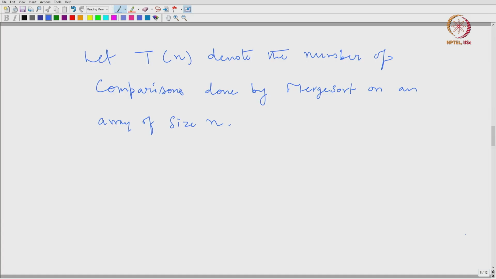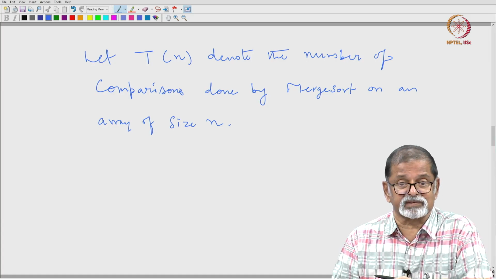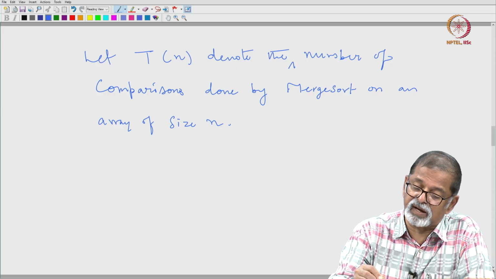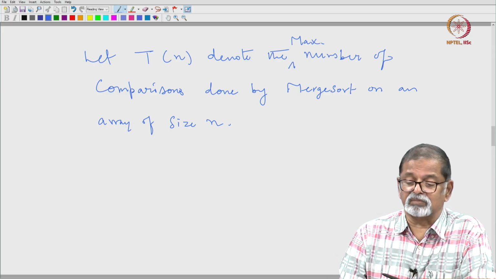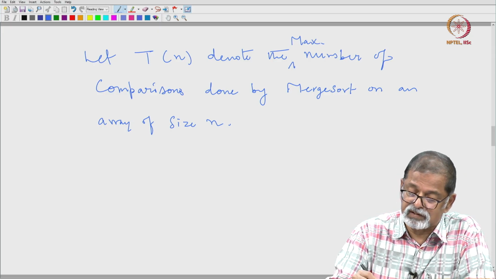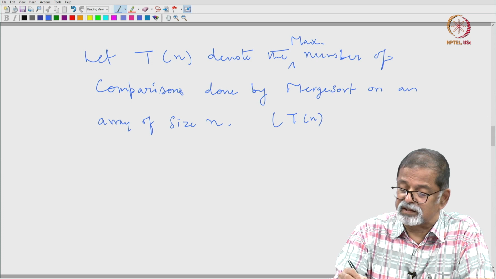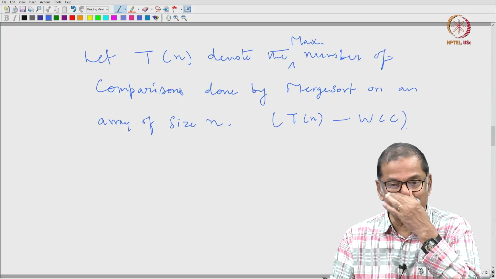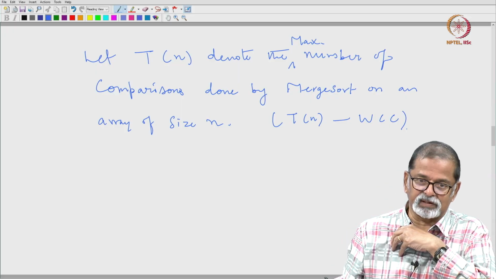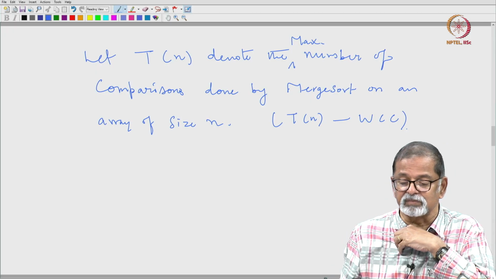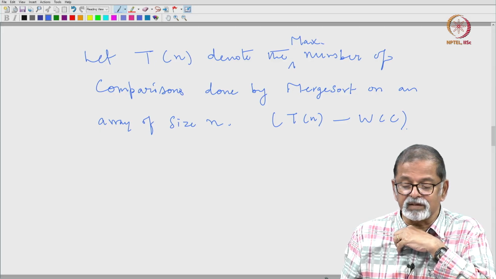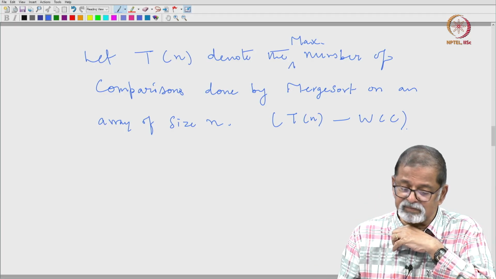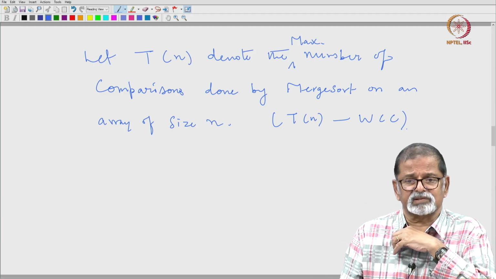Okay. Actually, this is the maximum number of comparisons. This is a worst case complexity. So, we will say maximum number of comparisons. That means Tn stands for the worst case complexity of the algorithm. Let Tn denote the maximum number of comparisons done by merge sort, okay, on an array of size n.